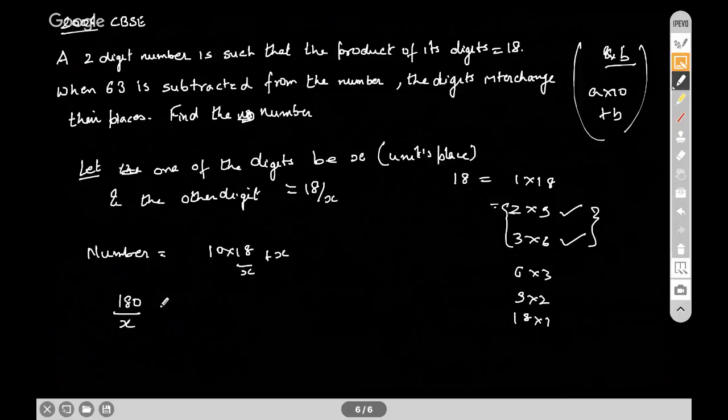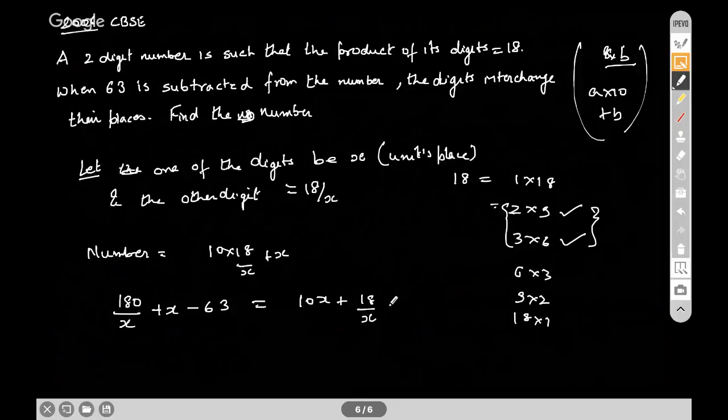So 180 by x plus x minus 63. When we do that, the digits interchange their places. So units becomes tens and tens becomes units. So it will be now 10x plus 18 by x. So this is the question.